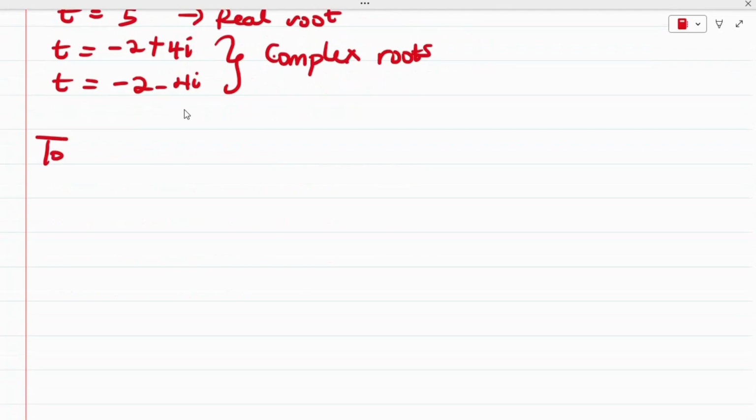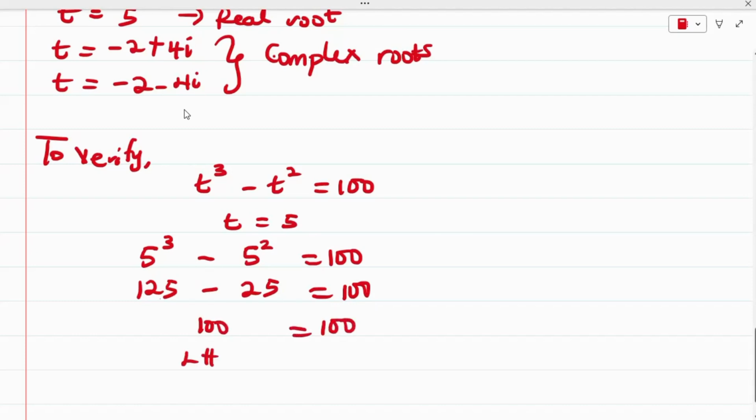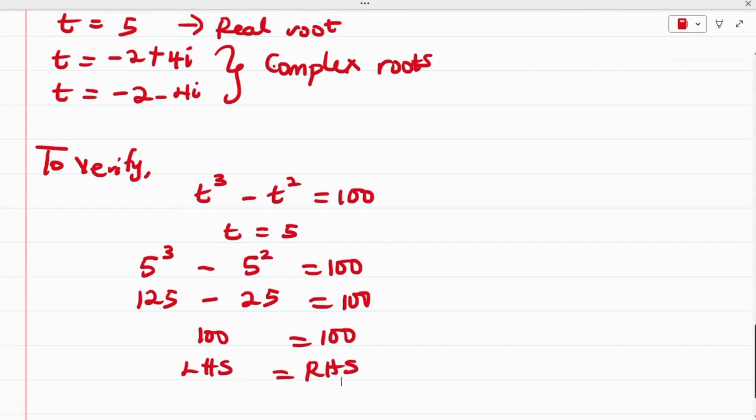So right here we're going to say to verify, we have the original expression to be given as t raised to the power of 3 minus t squared, which is equals to 100, and t is equals to what? 5. So we have 5 raised to the power of 3 minus 5 raised to the power of 2 is equals to what? 100. 5 raised to the power of 3 is 125 minus 5 squared is 25, and this is equals to 100. 125 minus 25 is 100, which is equals to what? 100. So the left hand side is equal to the what? Right hand side. And guys, we have been able to verify this right here.